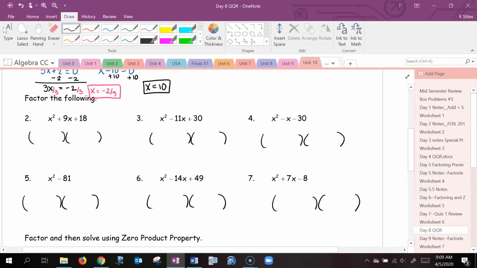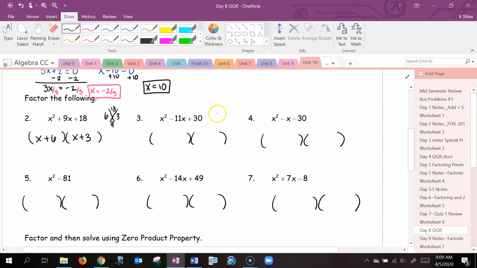Okay, so for example, here I'm multiplying to 18 and I'm adding to 9, and those numbers would be a 6 and a 3, and they'll both be positive. So I'll have x plus 6, x plus 3. You could also have the x plus 3 first, but you do need to have both of them with positives.